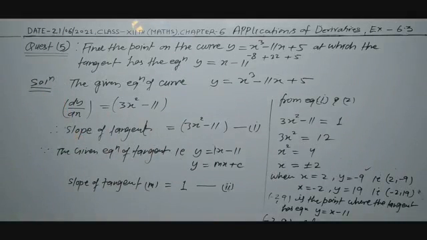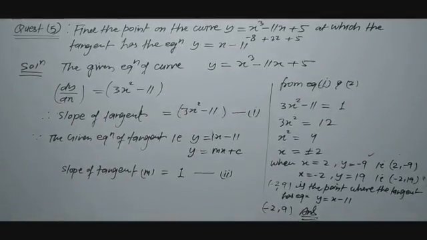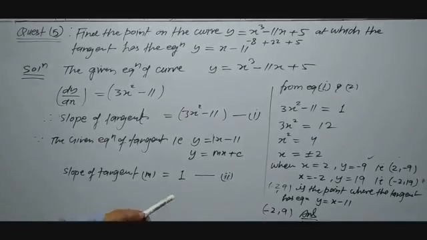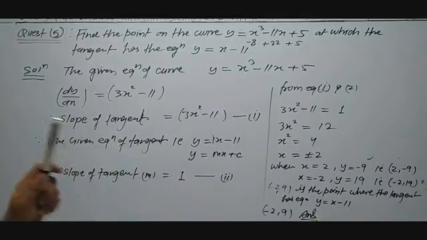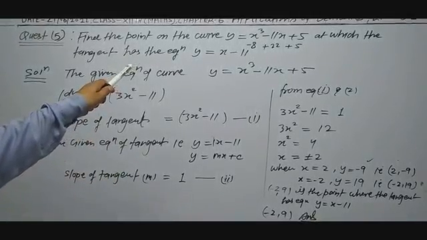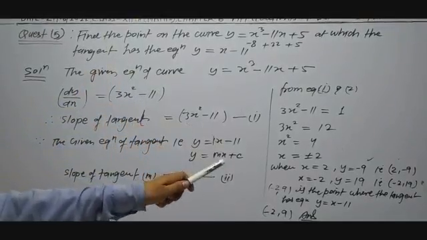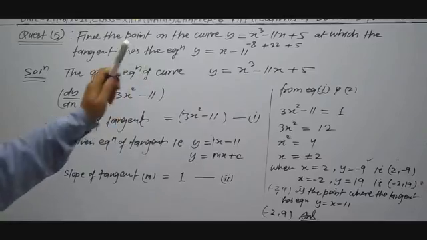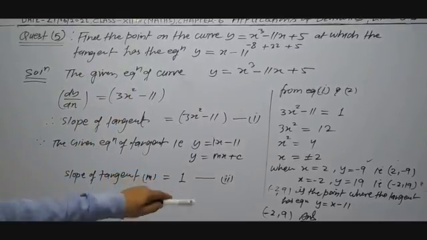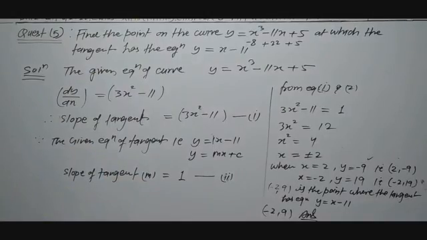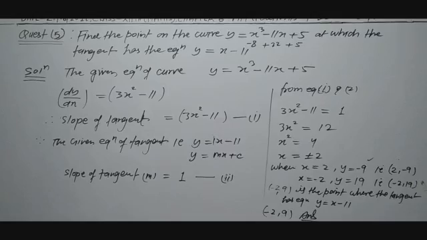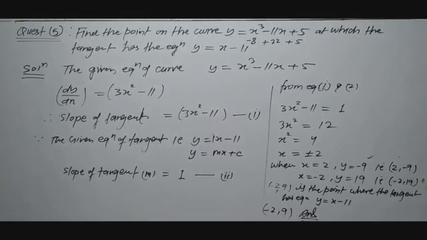So now again see, 2 comma minus 9 is the answer, because minus 2 comma 19 is not satisfying the equation of tangents. Only a single point will satisfy the equation of tangents. So this point will be 2 comma minus 9. So this is the answer. Now come to the next question.